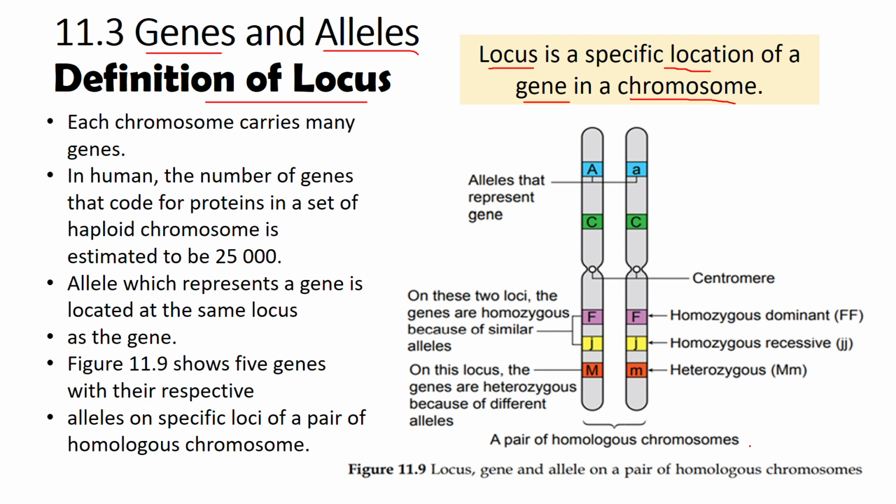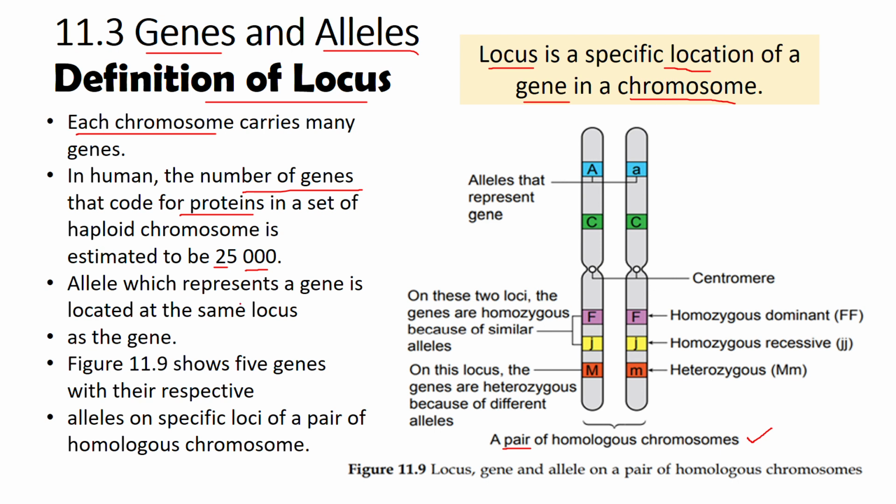As you can see here in this picture, this shows a pair of homologous chromosomes, and you can see that there are many loci over here. Loci is the plural for locus. So once again, each chromosome carries many genes because the genes sit at different loci. In humans, the number of genes that code for proteins in a set of haploid chromosomes is estimated to be 25,000.